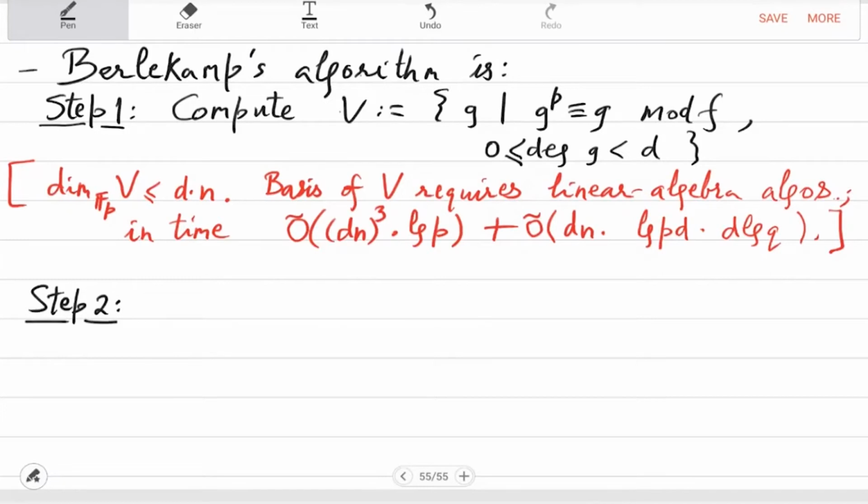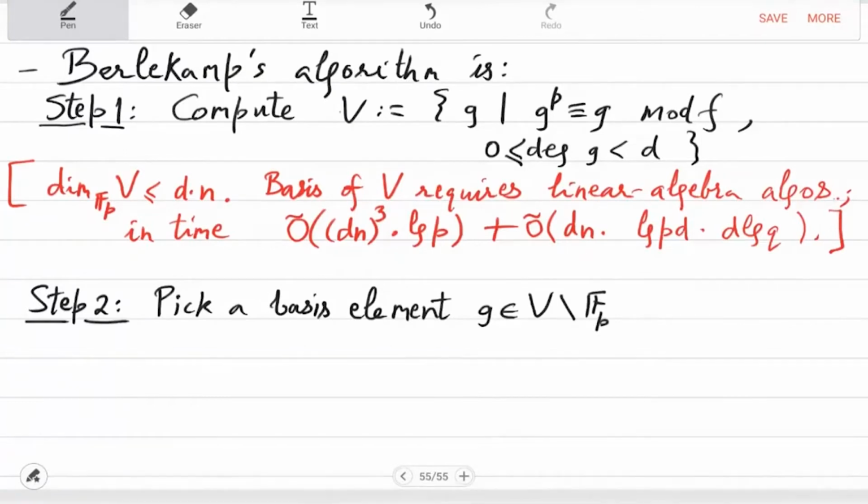So in the second step, now you have a G. So you pick a G in V. In fact, you can pick it to be a basis element. Pick a basis element G in V, which is non-constant. And what do you do with this non-constant polynomial g? How will this factor f?